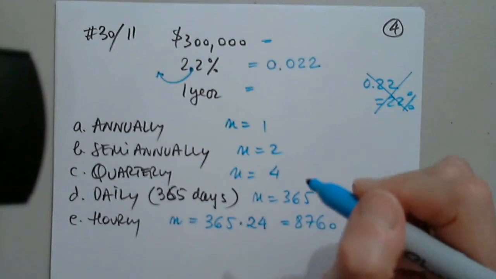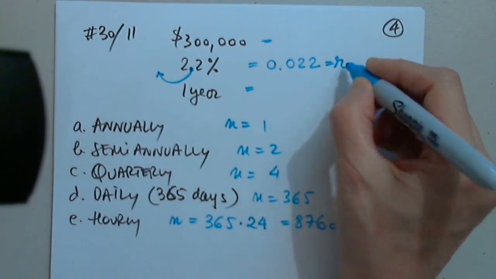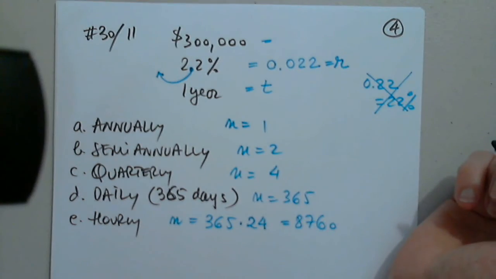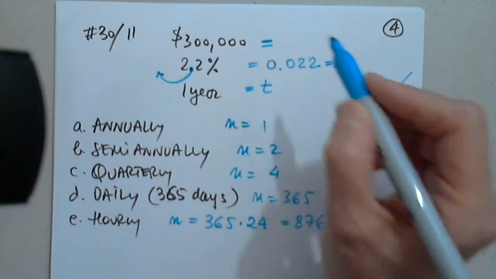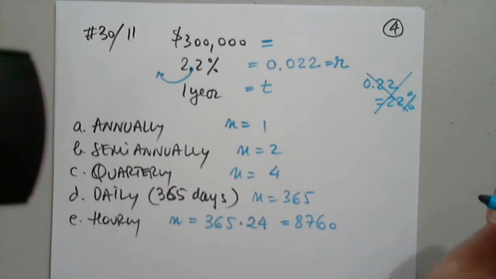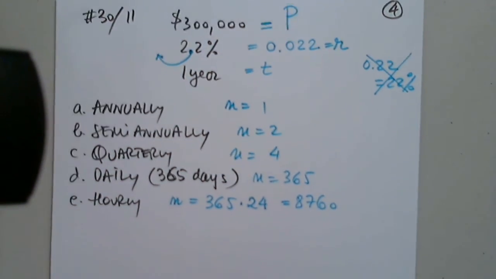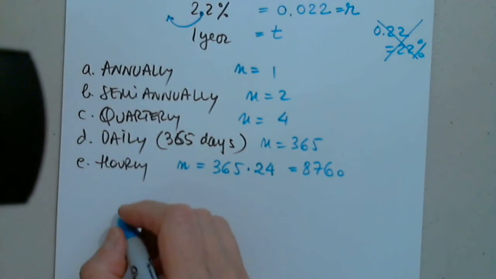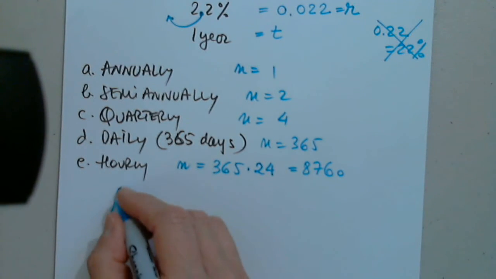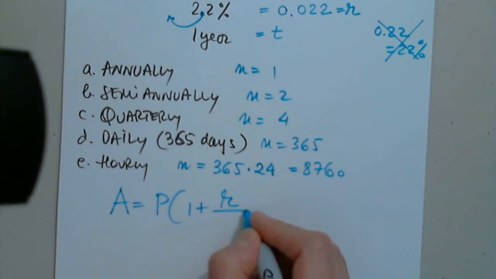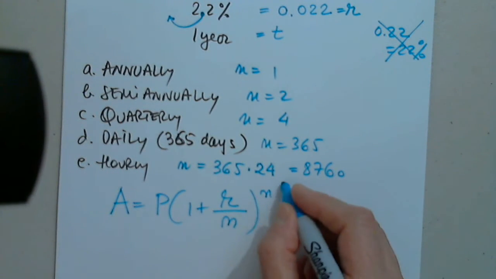Okay, 1 year. So this is basically the lowercase r. 1 year is the lowercase t. What does this represent? Principal. Yes, that is the principal. So now I have everything I need, and this is what we're going to do. I'm going to write the formula again so we can see it here. 1 plus r divided by n raised to nt.